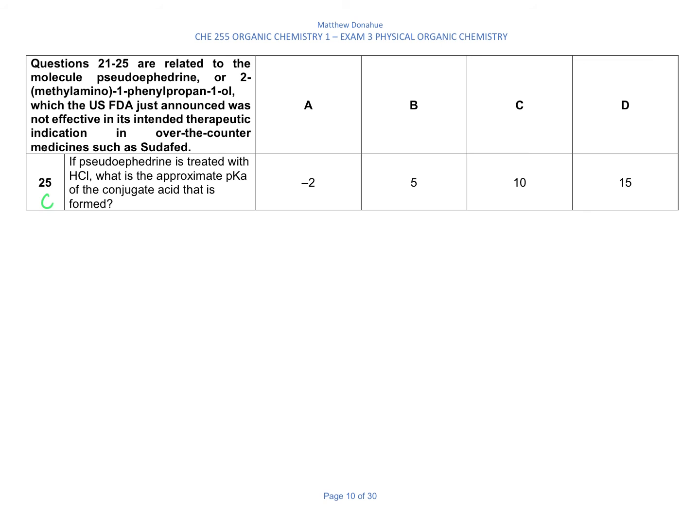The last one in this set, if pseudoephedrine was treated with HCl, what's the approximate pK of the conjugate acid that's formed? So what are you doing? You're taking the secondary amine, treating it with HCl. You're generating the salt. And that's going to have a pK of 10 as you look up on the chart that's given to you in the back of the exam.